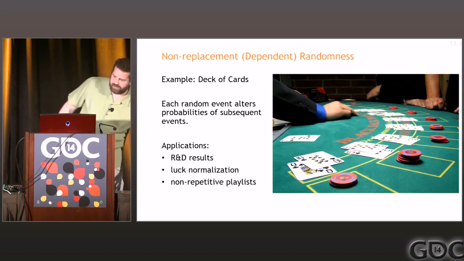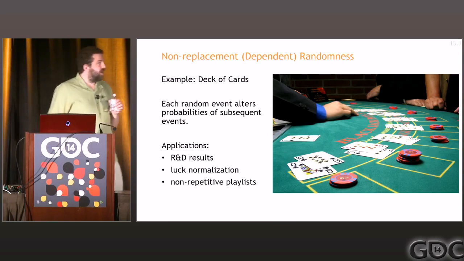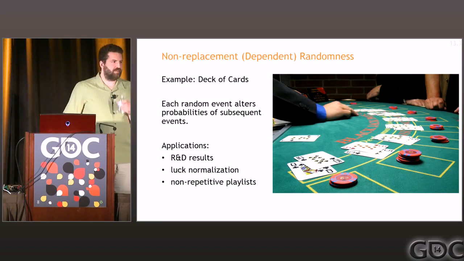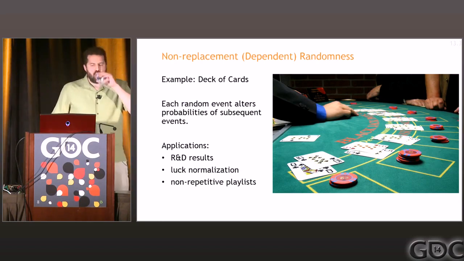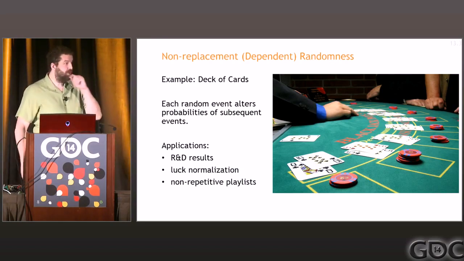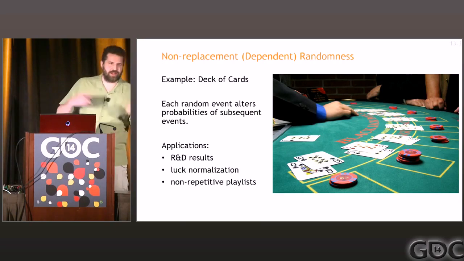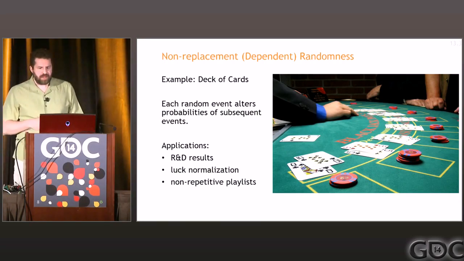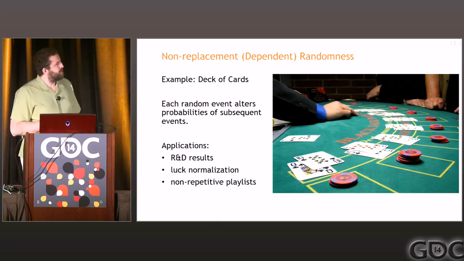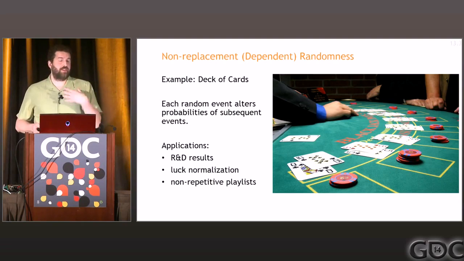There's non-replacement dependent randomness. This is when each random event does alter the probabilities of subsequent events. This is like a deck of cards. So if we're playing blackjack and I see there's a queen of clubs on the table, I know there isn't one in the deck, or at least I used to. Now they play with a whole bunch of decks at once. But you can still count cards. And when I'm playing no limit poker, I know that I have the ace of hearts, so I know he can't have the ace of hearts.